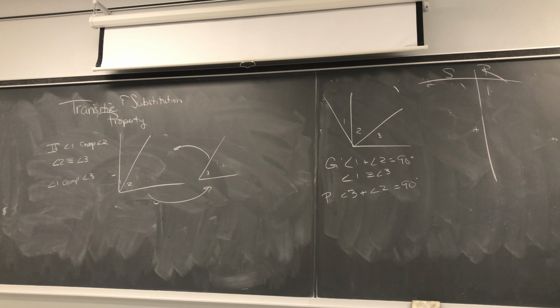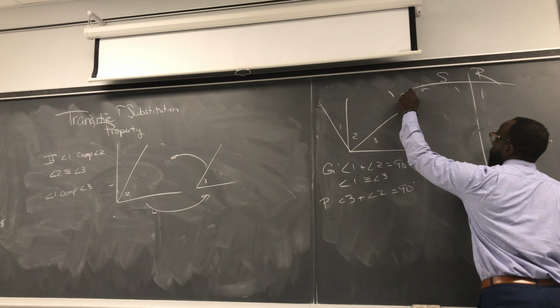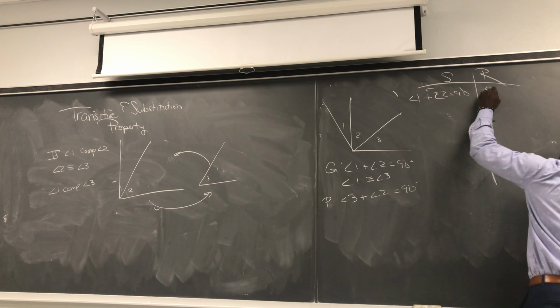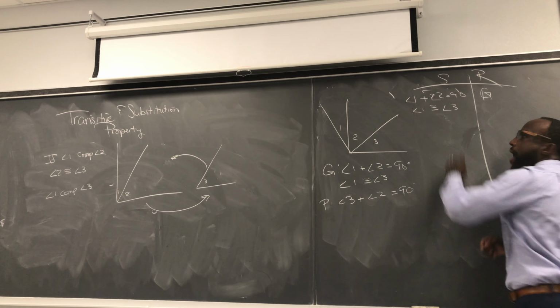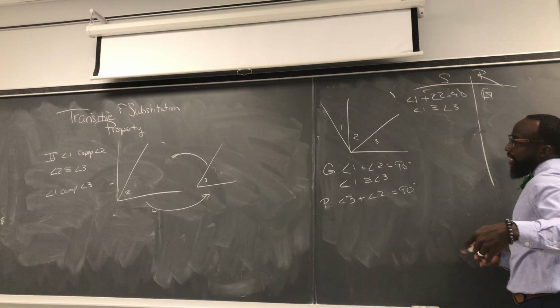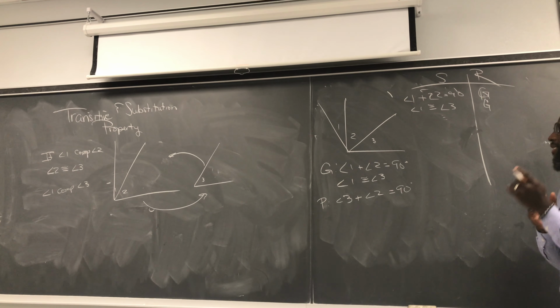Say it's too easy, right? No. Man, I love that. Look. All right, so the first thing we want to do is we're going to do this. Angle one plus angle two equals 90, given. Angle one is congruent to angle three. Why? Given. Y'all got to say it like I said it. Given. Right? Given. All right, so now, what's the next thing we can say?